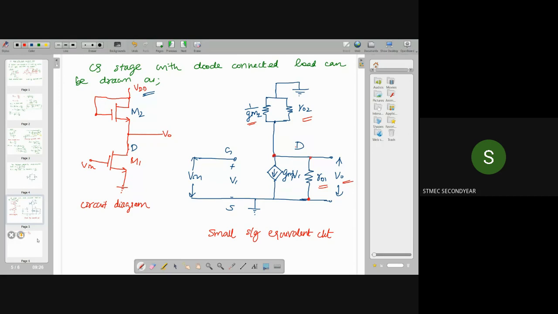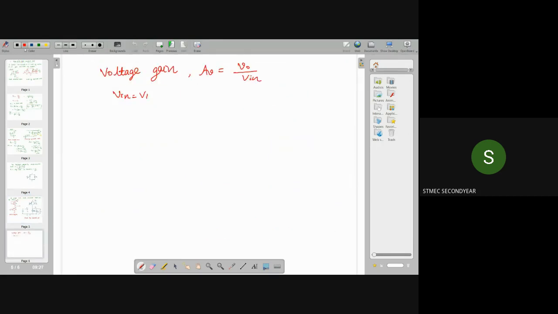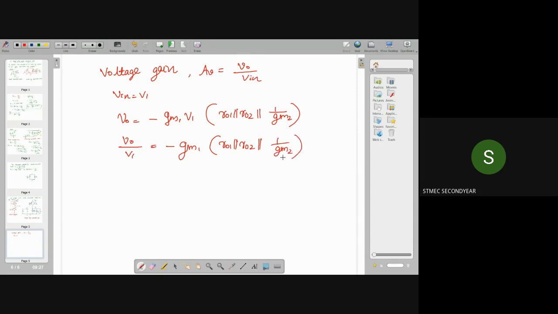So we can write the expression for the output voltage. The current direction is reversed, so it will be minus GM1 into V1 into R01 parallel R02 parallel 1 by GM2. So the gain V out by V1 is equal to minus GM1 into R01 parallel R02 parallel 1 by GM2.